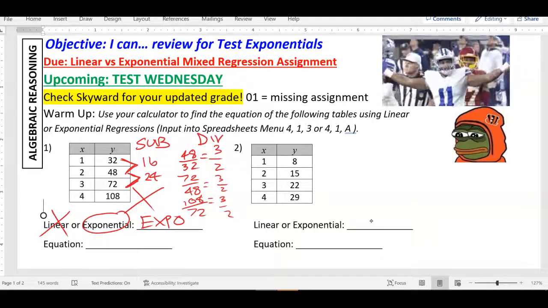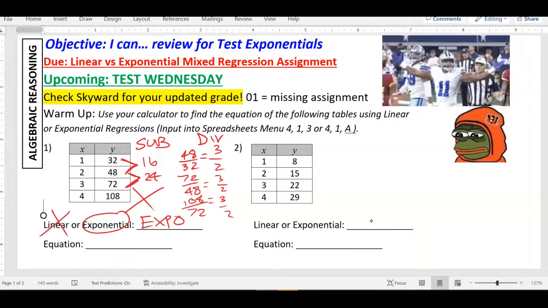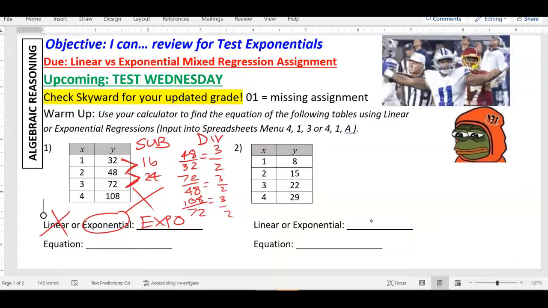Now, what do I press in the calculator? I go to spreadsheet and I type in the table and do menu 41A. Exponential is menu 41A. Does everyone know this from last week? Okay.